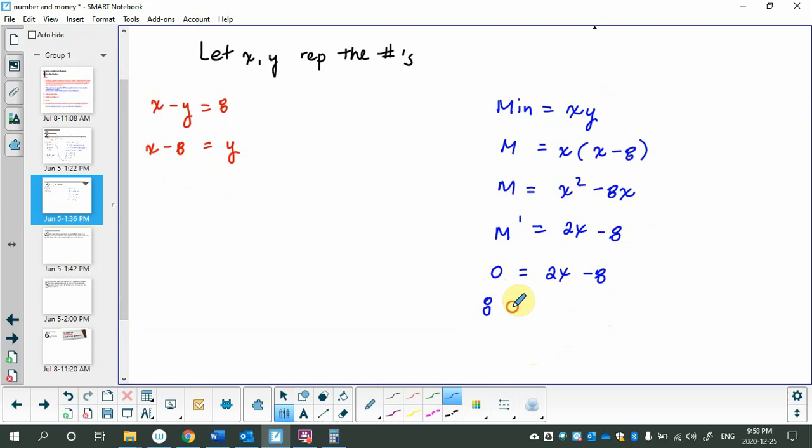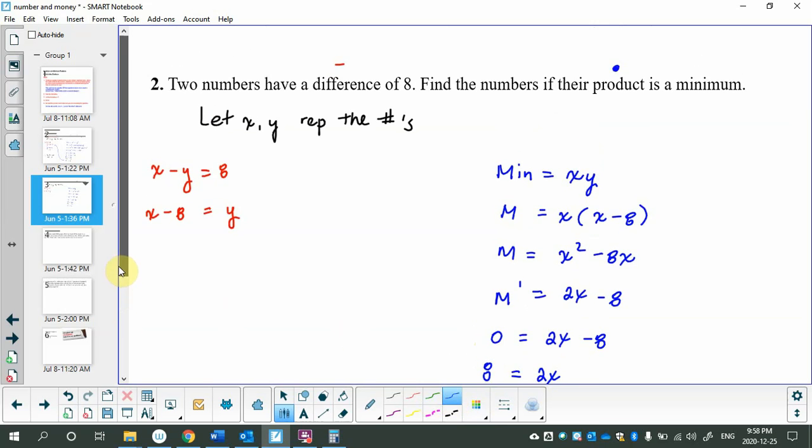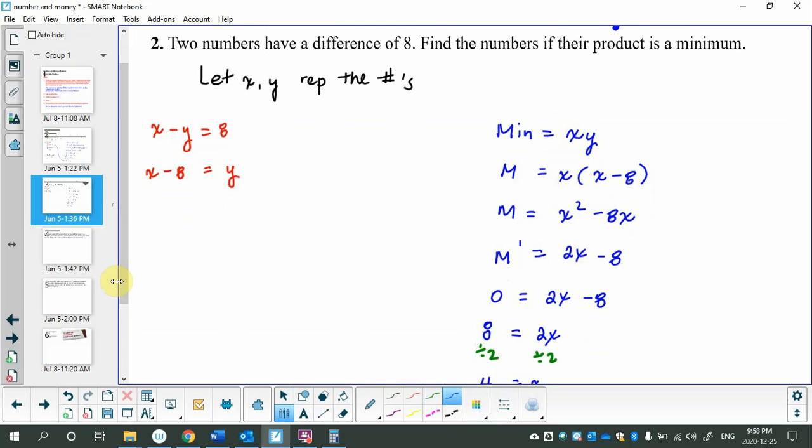And now take the 8 over, leave the 2x behind, divide by 2, divide by 2, x will equal 4. Reread the question. Two numbers have a difference of 8. Find the numbers if their product is a minimum. So if I think that x is 4, I should be able to find y by plugging 4 back in for the x.